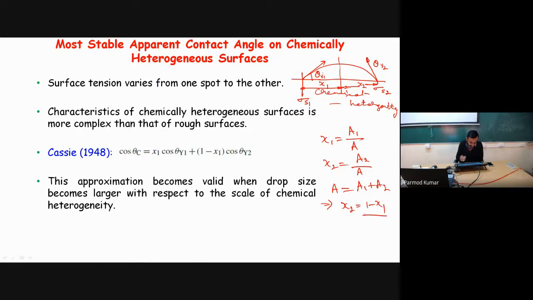Okay, so for such chemically heterogeneous surfaces, we have this contact angle equation given by Cassie, and the final Cassie equilibrium contact angle becomes cos theta = x1 times cos theta Y1 plus (1 minus x1) times cos theta Y2. This approximation is valid only when the drop size is larger with respect to the scale of chemical heterogeneity. It means our entire drop should not rest on just one type of region. So the drop should be large in comparison to this one type of chemical behavior.